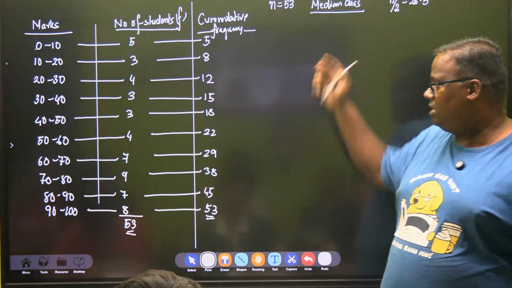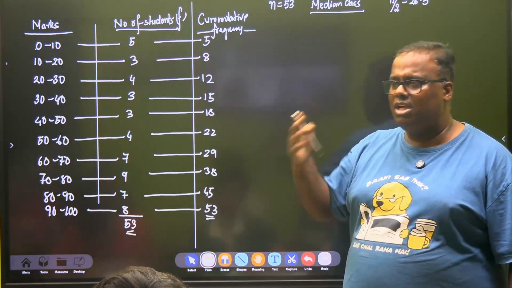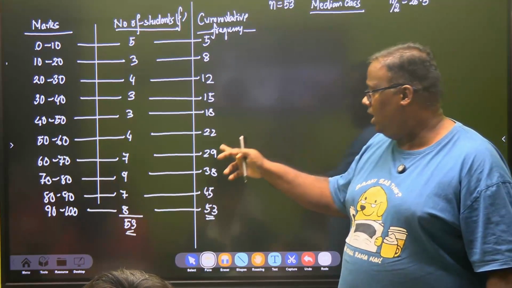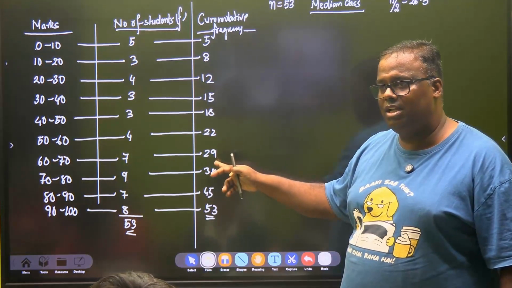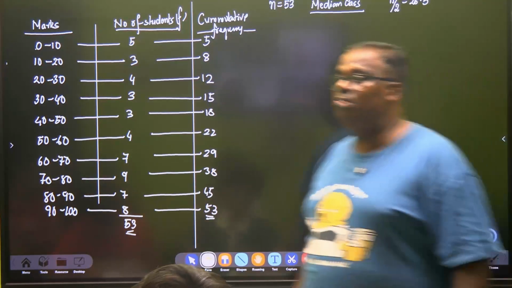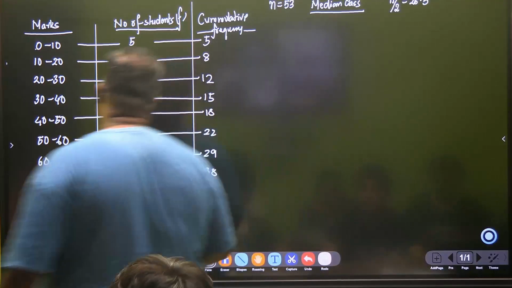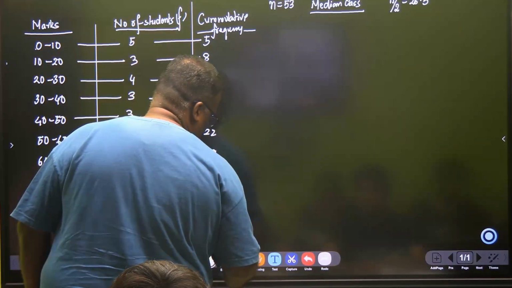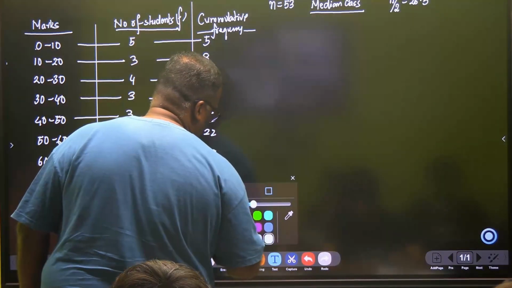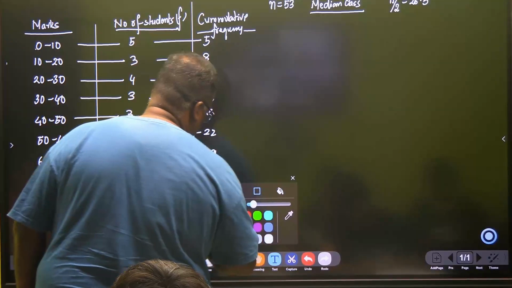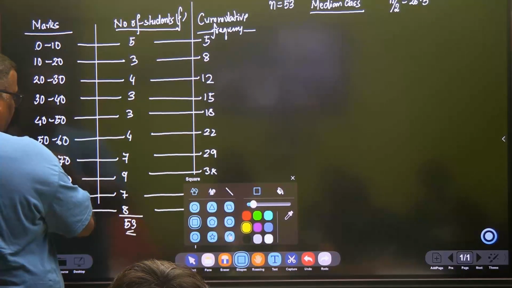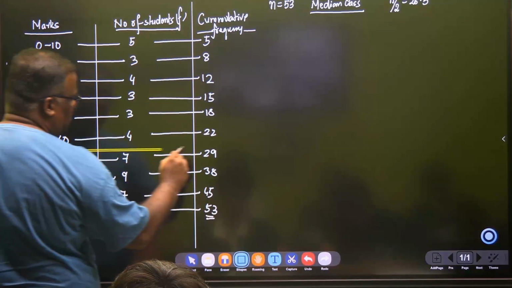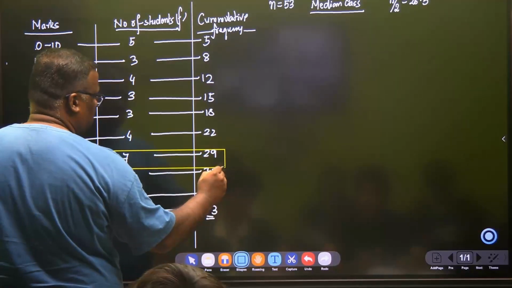The 26th or 27th child is not hidden here. That child is not hidden here. That child is hidden in this one. So this will become my median class. This is very important. This is my median class.